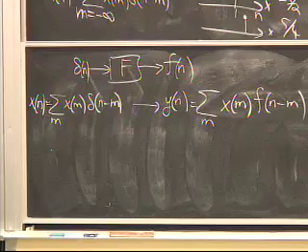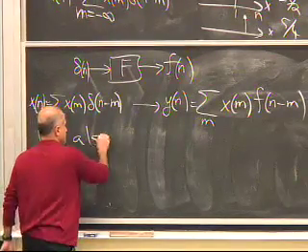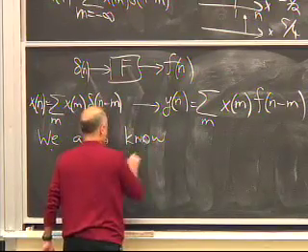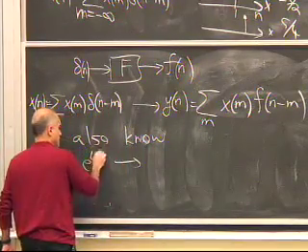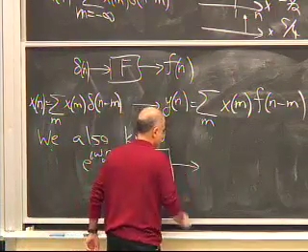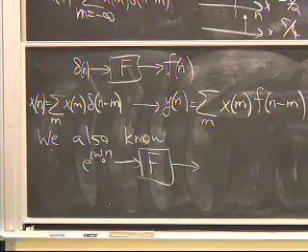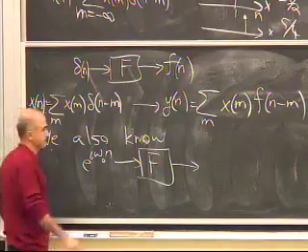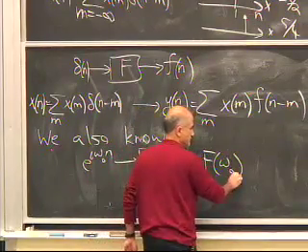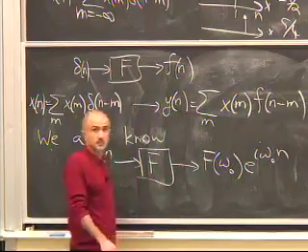But we also saw that complex exponentials play a special role when it comes to LTI systems. When I sent in a complex exponential e to the i omega naught n, what did I get out at the other side? F of omega naught e to the i omega naught n.